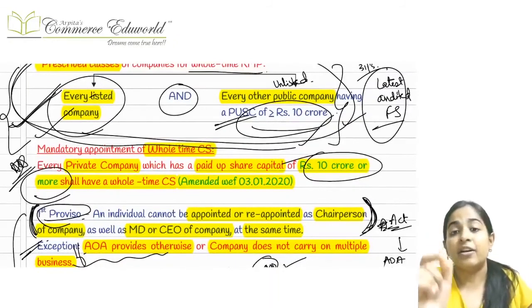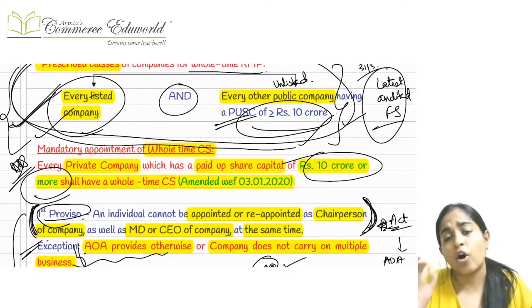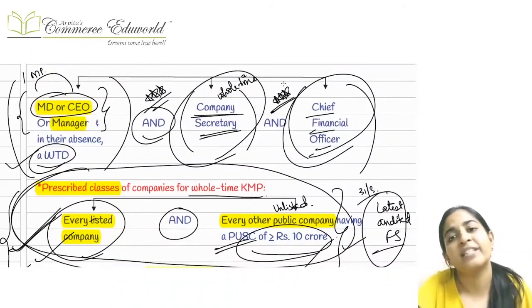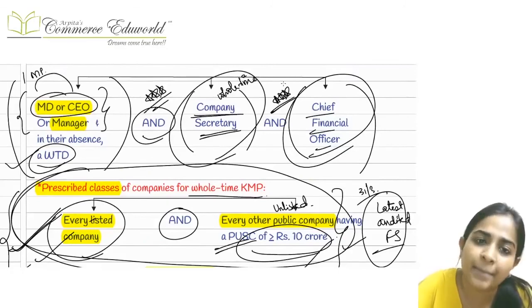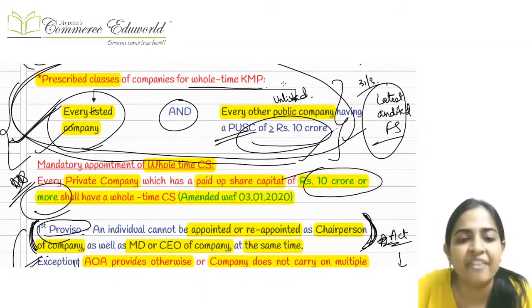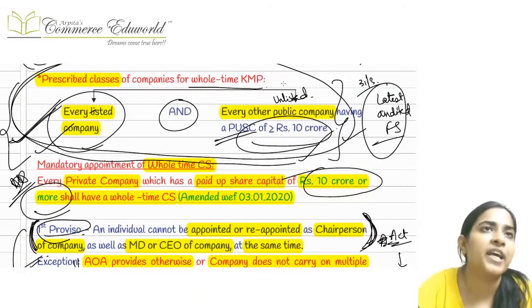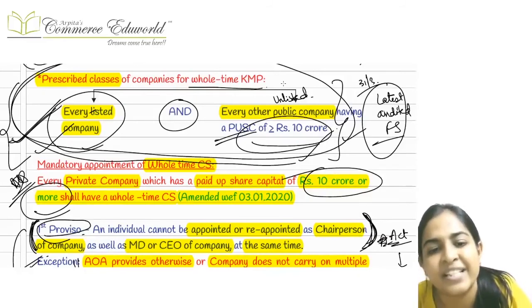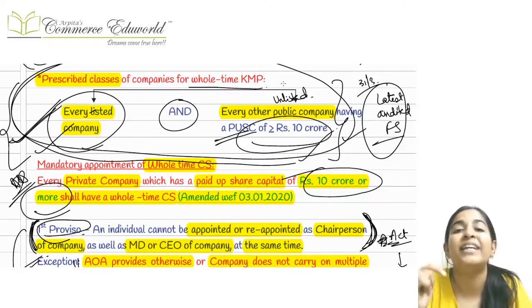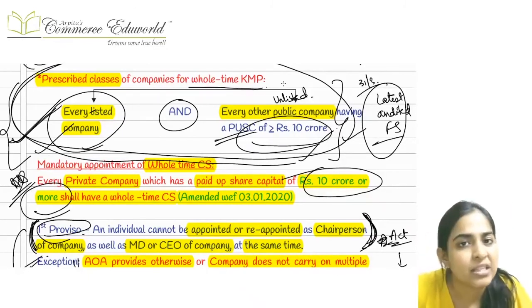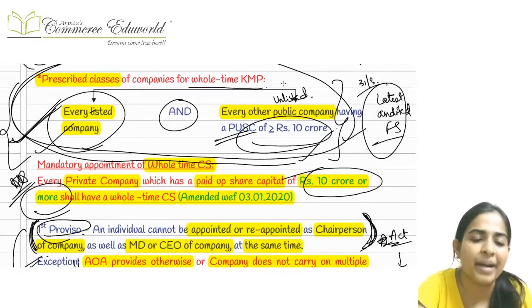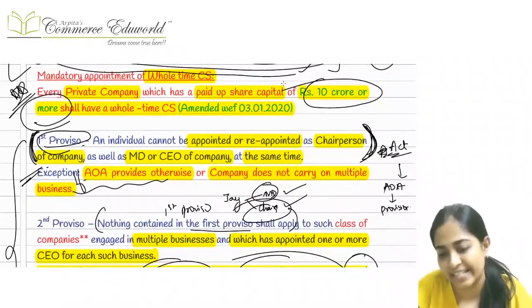See here in the above, your requirement for CS was applicable because that was included in your whole time KMP. Now similarly, every private company whose paid up share capital is at least rupees 10 crore, even that company has to keep a whole time CS. Okay, full KMP is not required, but it has to keep a whole time CS in the company. That was the amendment which had happened here. The limit was increased there.